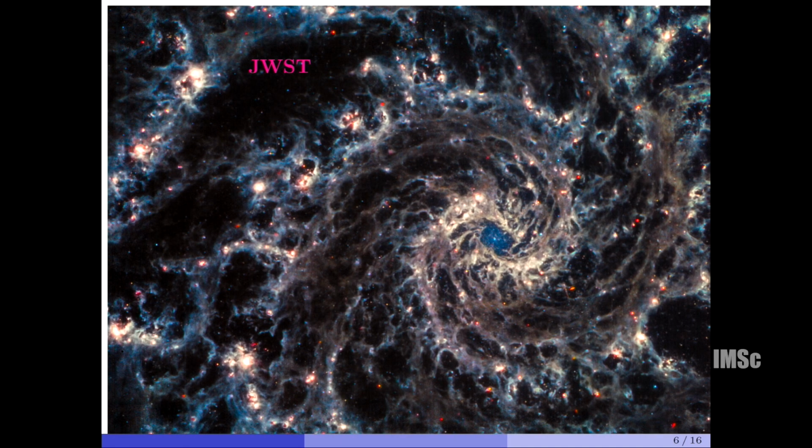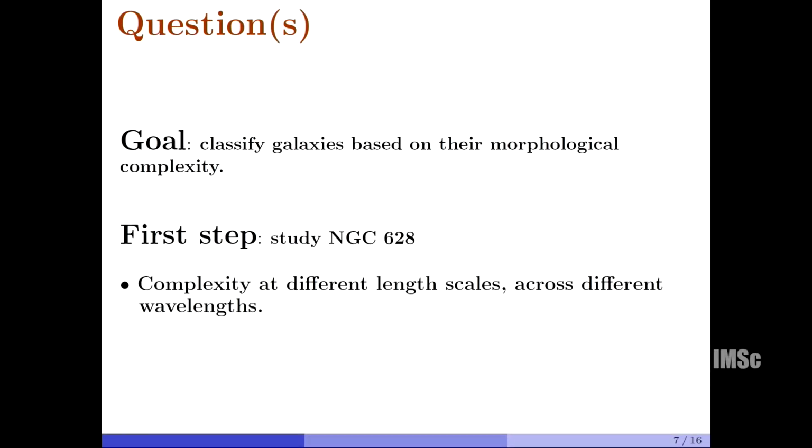Okay, so today I will have one test galaxy, and that is NGC 628. This is an image from JWST, and you can see there is randomness and there is order, there are structures and so on. My goal is to calculate those quantities that I defined for this particular galaxy. I have already explained the questions. This is a big goal and this is the first step using this galaxy. What I am going to do is measure complexity at different length scales and across different wavelengths to see how it behaves.